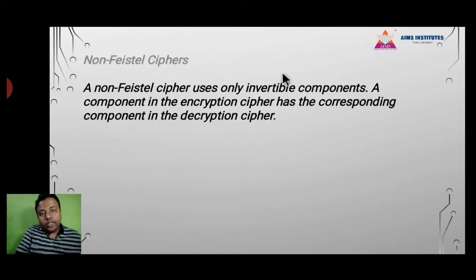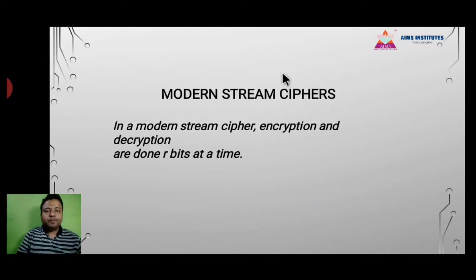Next comes the non-Feistel cipher. In a non-Feistel cipher, we do not include anything separate. Basically, whatever data or chunks we have, whether we divide into two parts, it is only used with those two parts. As we read over here, a component in the encryption cipher has the corresponding component in the decryption cipher. So whatever data we have is only mixed with each other. No other external elements are included. That same data is used in the same way.